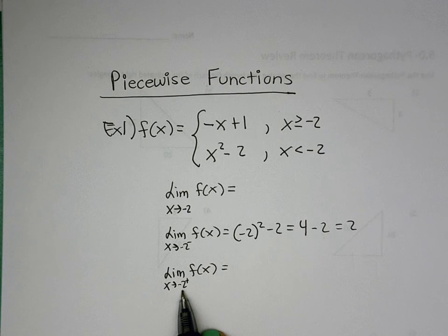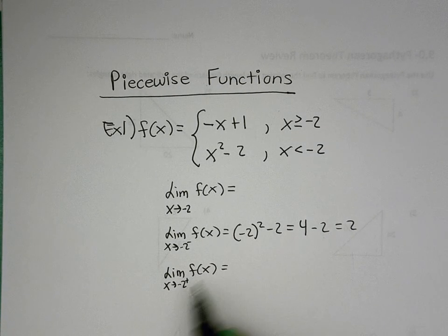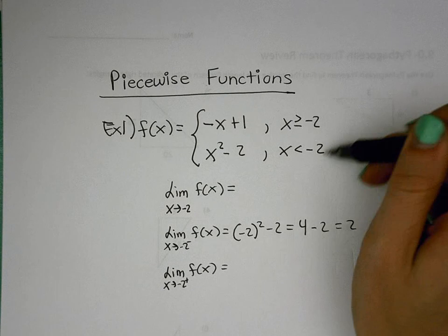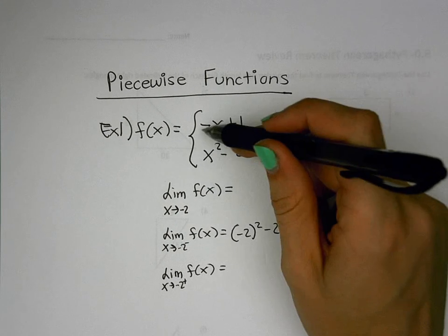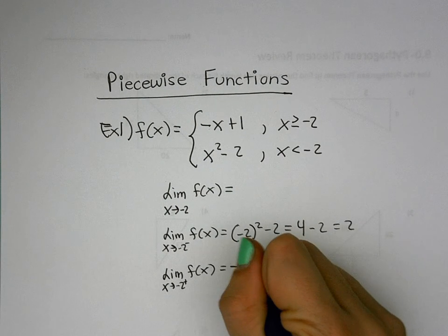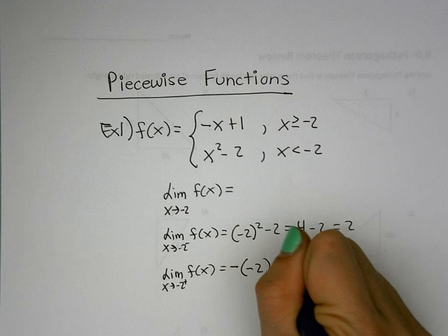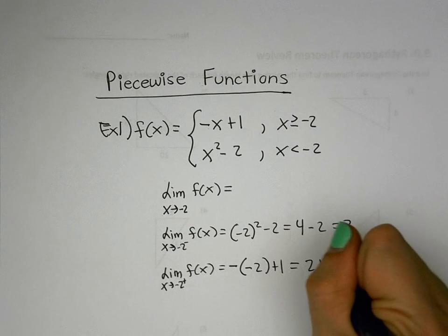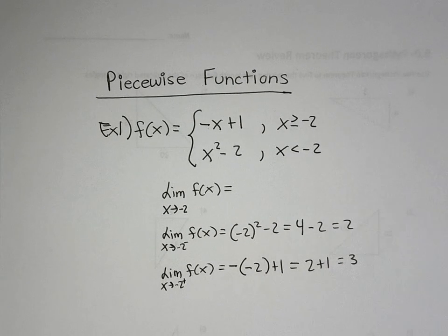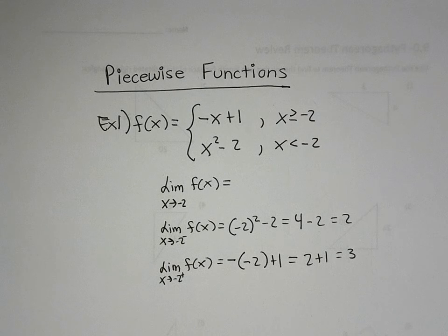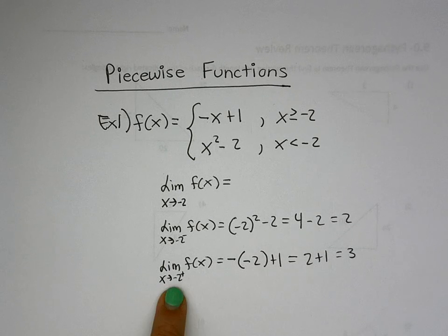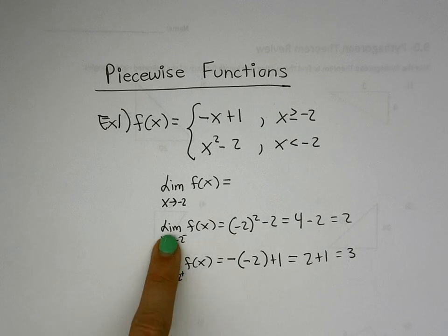-1, 0, 1, 2, 3. Where are those? That's this top function, right? -x plus 1, -x plus 1, which is 2 plus 1, or 3. Notice that as I considered my limit from the left and my limit from the right, I never once asked, where do I equal -2? That has no impact on my limit.